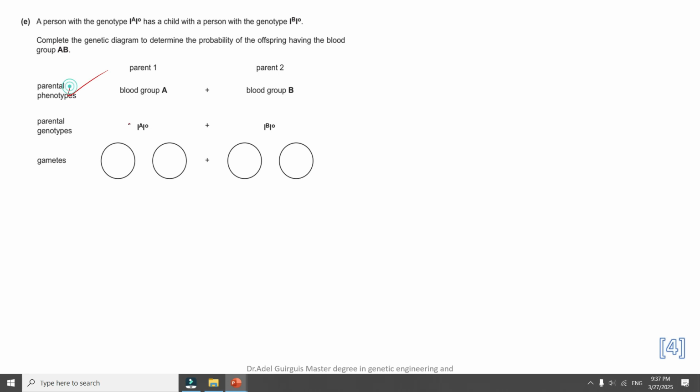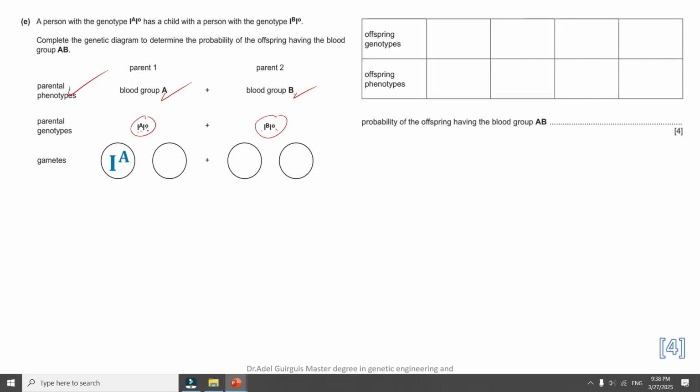Here the parental phenotype is blood group A and the other parental phenotype is B. Here the genotypes are IA IO and IB IO. Heterozygous A, heterozygous B. Here, how many gametes are formed? IA, look, IO.